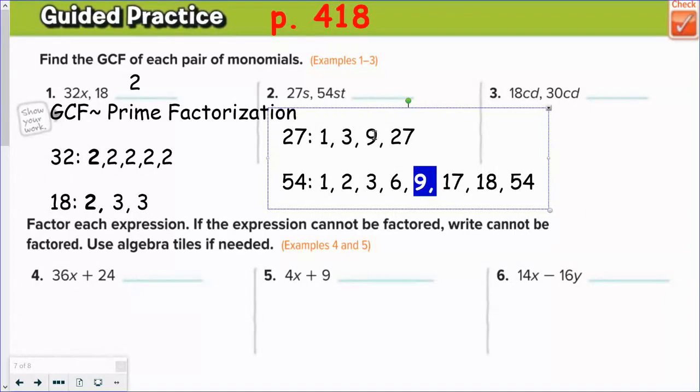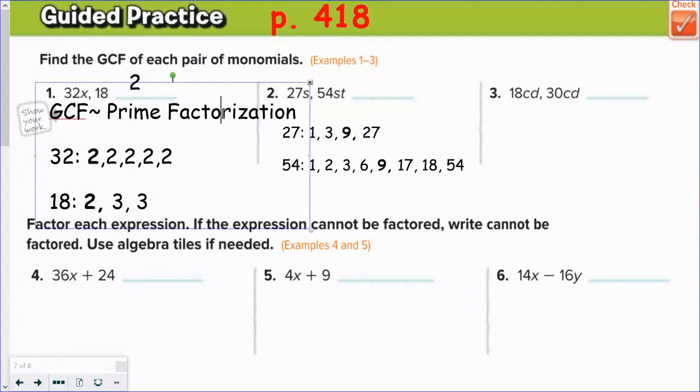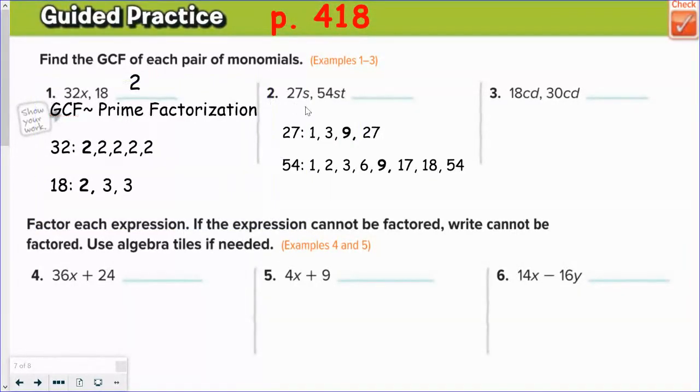Now, this one has something different than most of the others have had. There are variables they have in common. So when I look at this, I'm like, ooh, what variable do I have in common? You notice they both have an S in them. So I technically can factor out a 9S. You can take both of those out of those. Okay? So let's now look at 3.